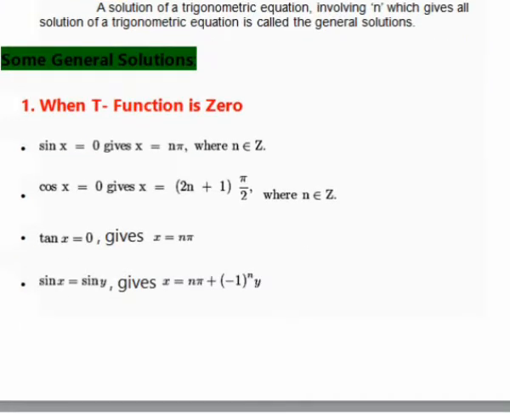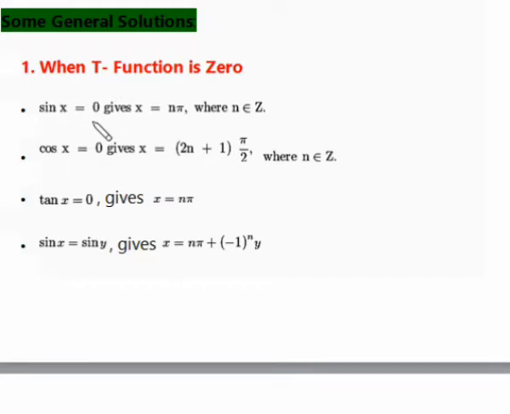Now see some general solutions. When sin x is equal to 0, its general solution is x is equal to n pi. We put the values of n as 1, 2, 3, minus 1, minus 2, minus 3, and so on, and we get the different solutions, where n belongs to the integers. When cos x is equal to 0, we get x is equal to (2n plus 1) pi by 2. When tan x is equal to 0, we get x is equal to n pi. These are the general values when the trigonometric function is equal to 0.